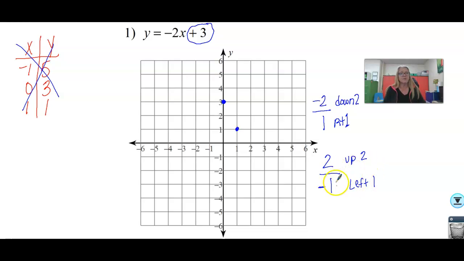Okay, if you have trouble keeping this straight, look, the numbers to the left of the origin are negative. The numbers down are negative. Okay, left and down is negative. Right and up is positive.